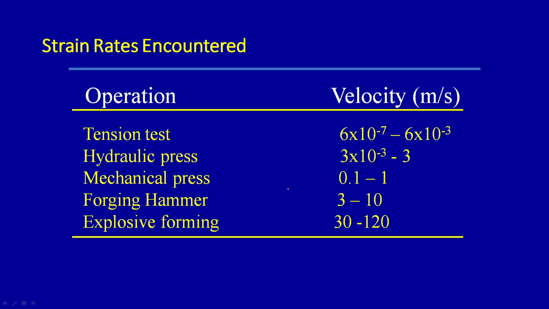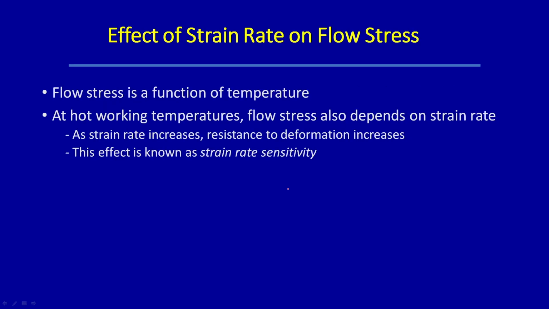And these are all used: hydraulic presses, mechanical presses, forging hammers, explosive forming are used in the real metalworking industry, in the automobile industry also. So we should have some idea about these things. So flow stress is always a function of temperature and strain rate. You have to understand that.